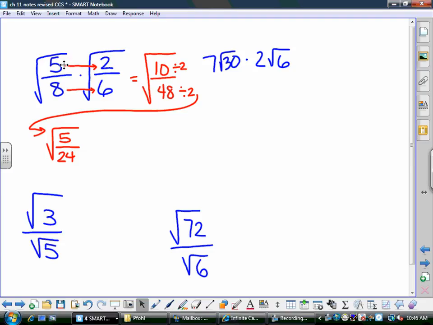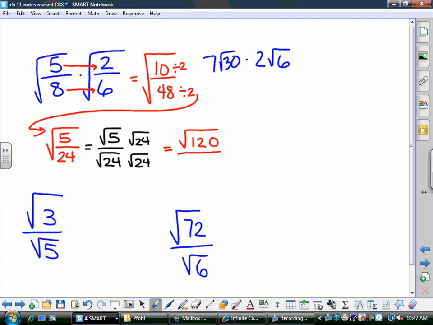Now yesterday we learned that if you have the square root of a fraction, that's like the square root of the top over the square root of the bottom. And to get rid of a square root on the bottom, we're going to multiply by that square root. So I'm going to multiply the bottom by square root 24 and multiply the top by square root 24. On the top, when I multiply 5 times 24, I get, I think, 120. And on the bottom, it'd be a really big number in the square root, but the square roots kind of cancel out. Square root 24 times square root 24 is just 24.